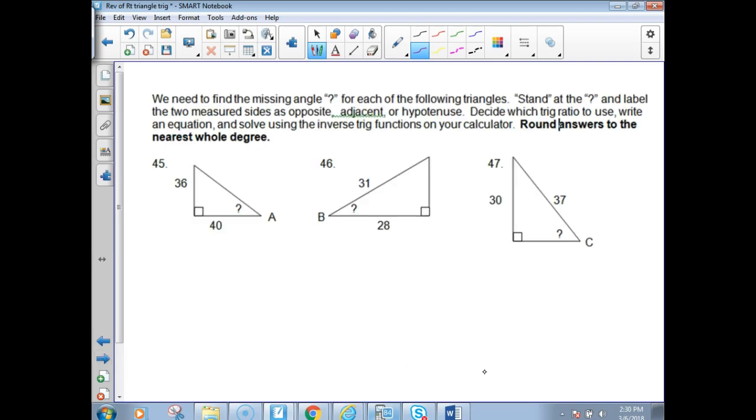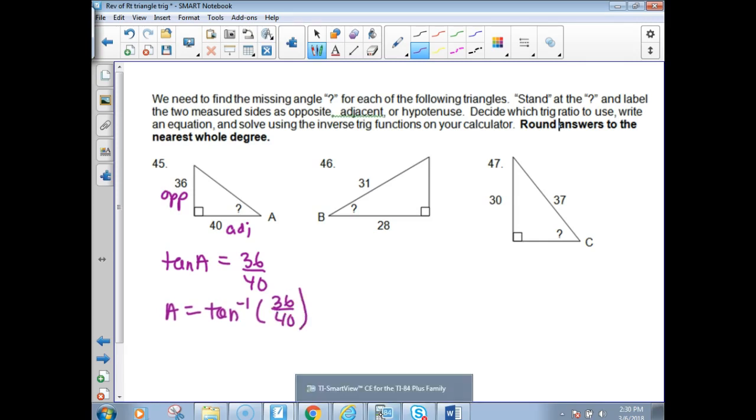Okay, we need to find the missing angle where the question mark is. I'm going to write it using the angle letter. So, if you were standing at angle A and you looked across, this would be the opposite leg, this would be the adjacent leg, if you want to label those. So, the tangent of A, opposite and adjacent, 36/40. Now you go to your calculator and you will type in second tangent, it'll look like this, and you'll put in 36 divided by 40.